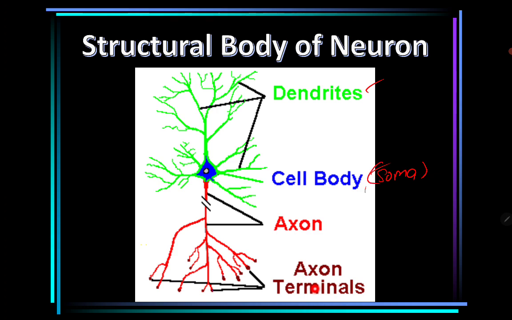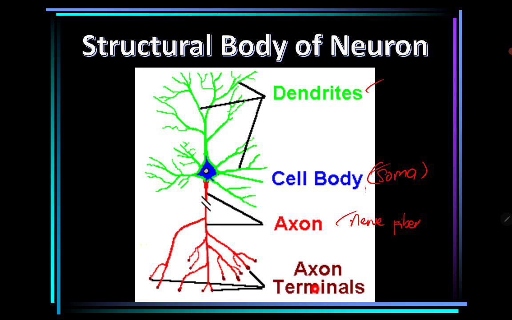Other term for cell body. And it is a spherical part of the neuron that consists of the nucleus, as you can see here in this image. The cell body connects the dendrites, which bring information to the neuron, and the axon, which sends information to other neurons. Next, we have the axon or the nerve fiber.